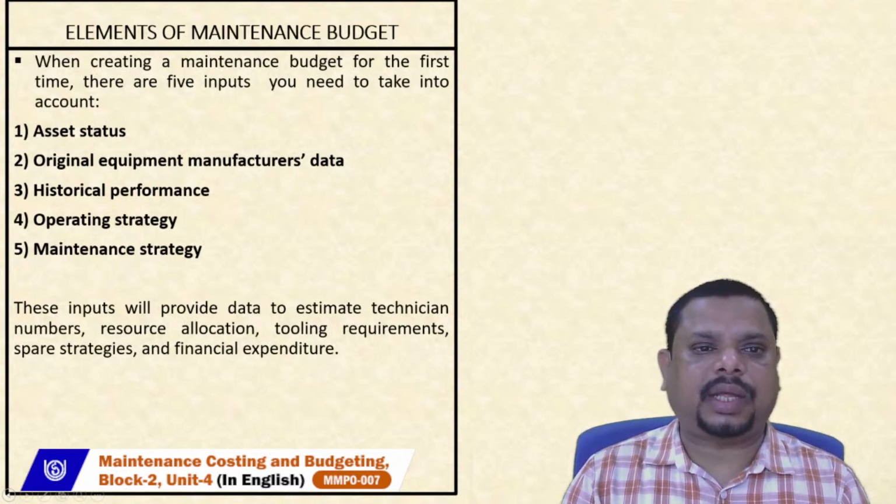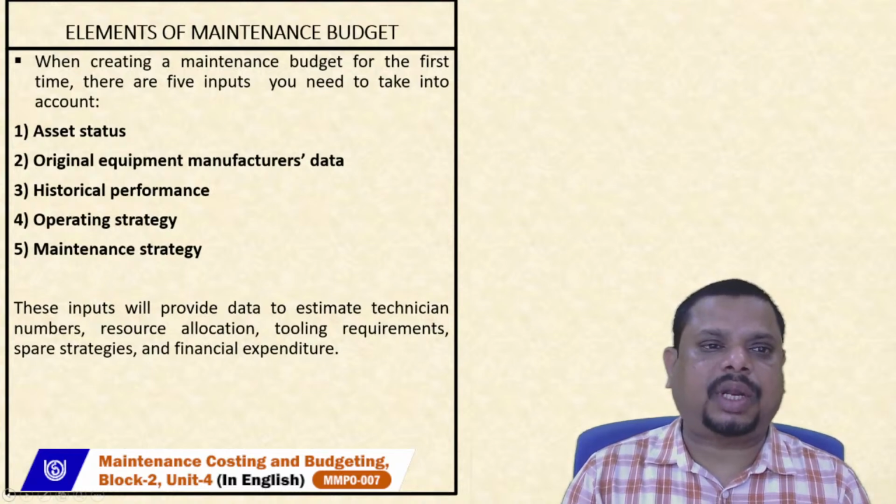So by taking these five inputs, the asset status and original equipment manufacturer data, then historical performance and operation strategy, and the last one, maintenance strategies. These inputs are vital for the maintenance budget, and they are basically helpful for estimating the number of technicians. The next ones we have are resource allocation, tool and tooling requirements, spare strategies, and financial expenditures.